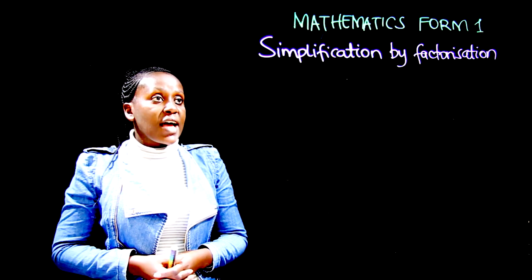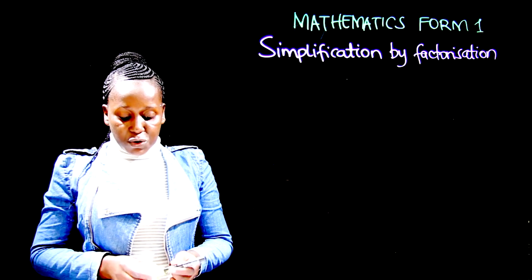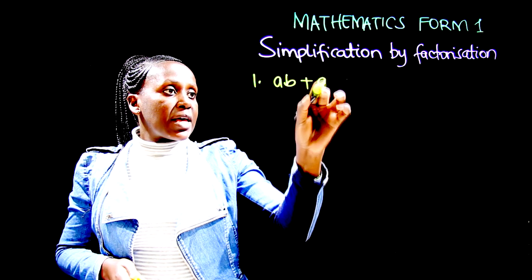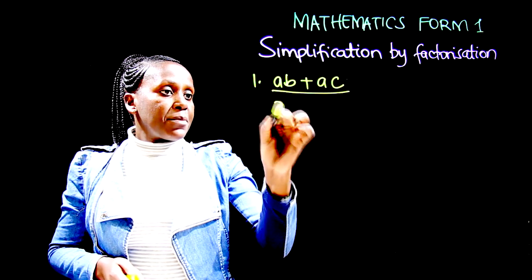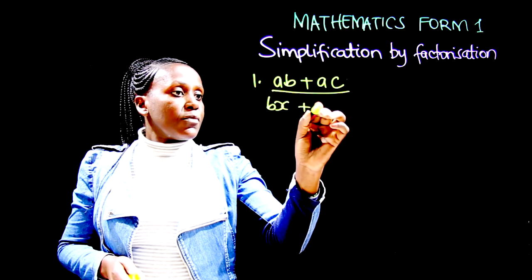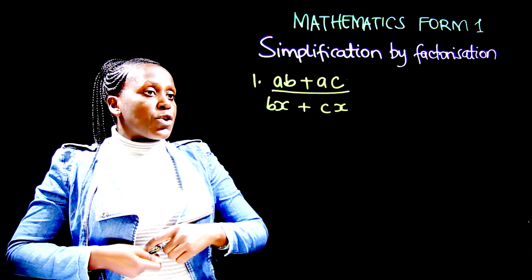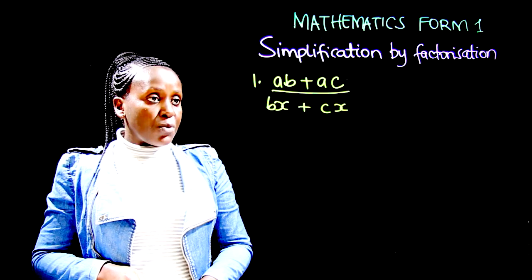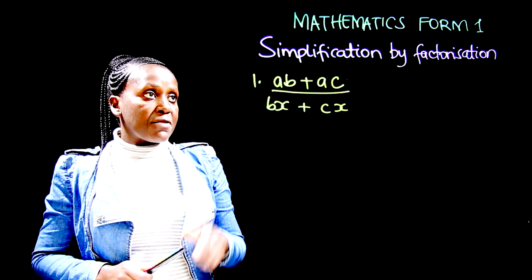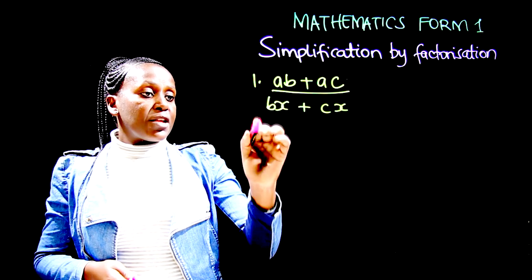Now we are going to look at how we can simplify fractions through factorization. So to begin with, we are going to start with AB plus AC, all that over BX plus CX. So when you look at this, it is an algebraic fraction. We have a numerator and a denominator. Now for us to simplify this fraction, we will need to factorize it first. So we are going to start with the numerator.